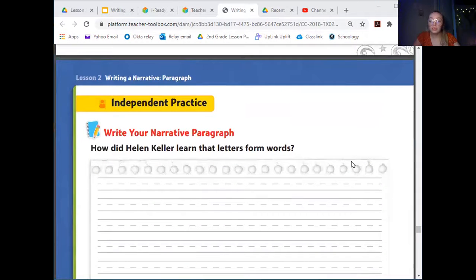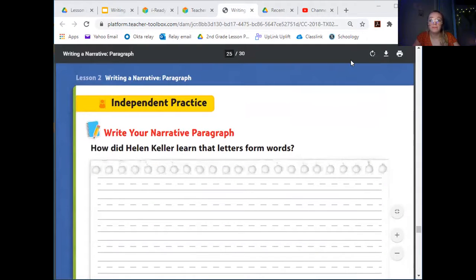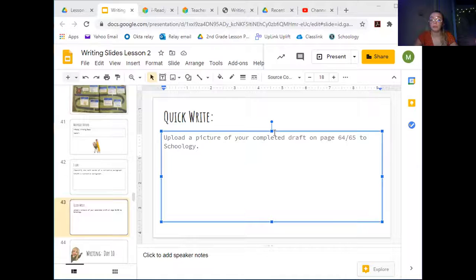Okay, your Schoology assignment for the day is to upload a picture of page 64 and 65 if you wrote on it, so I can see your beginning, your middle, and your end all put together. All right? So again, your assignment for the day is to upload a picture of your completed draft on page 64 and 65 to Schoology. So completed draft means beginning, middle, and end.